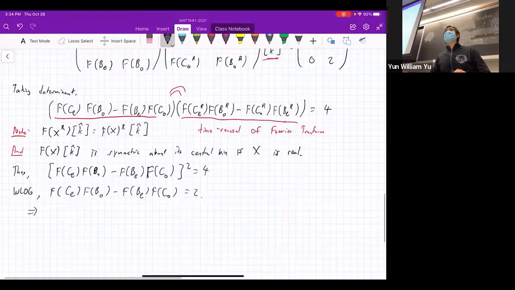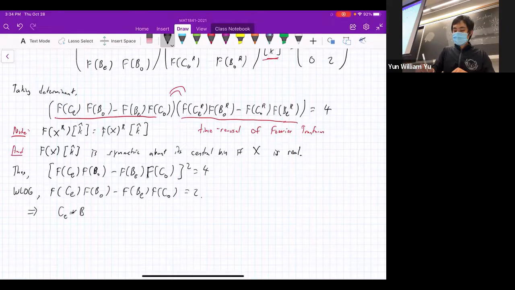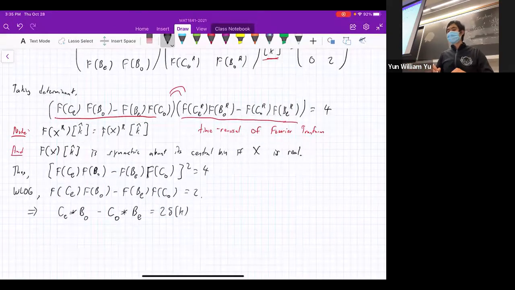Now, the nice thing about Fourier transforms is that we moved over into the frequency space using the Fourier transform, and we can move back. So now we do the reverse Fourier transform, and this implies that CE convolution with BO minus BE convolution with CO. Actually, let me write this in a slightly different order to make life easier for us later. BO convolution with BE is equal to 2 delta of K.